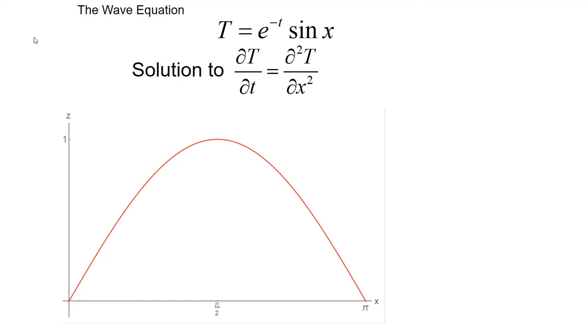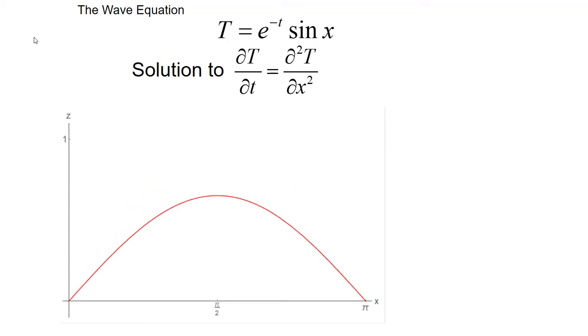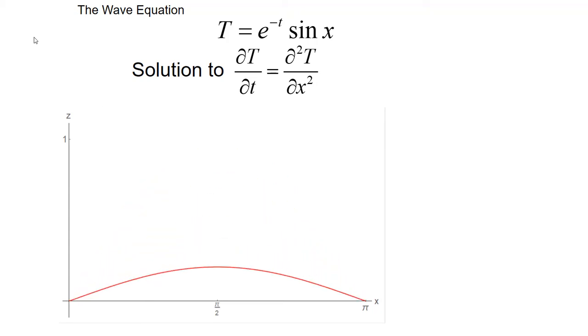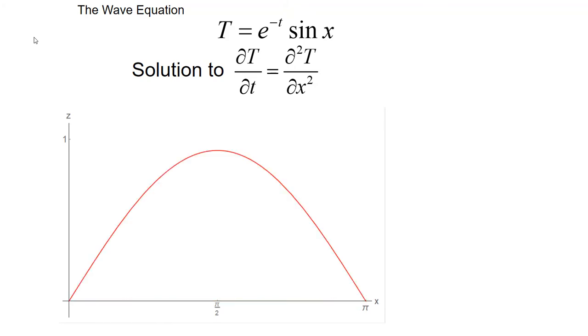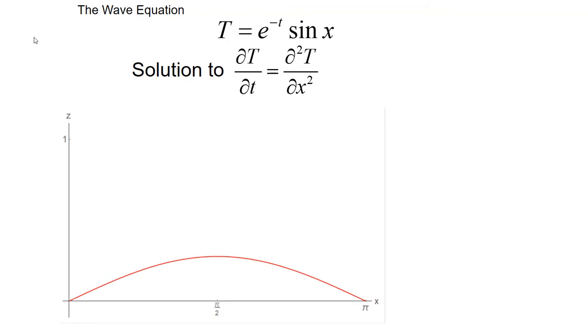So let's see what happens when we try to model the heat equation. Here we have an initial heat profile, T is equal to sine x, and let's see what happens as we allow it to evolve. You can see the heat decreases, the temperature decreases down towards 0. We watch it again, decreasing down towards 0.